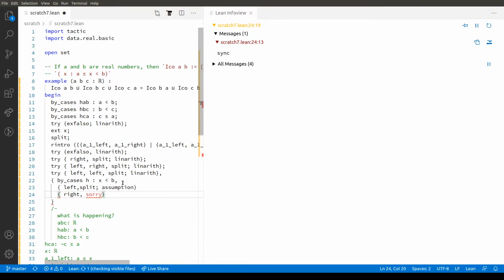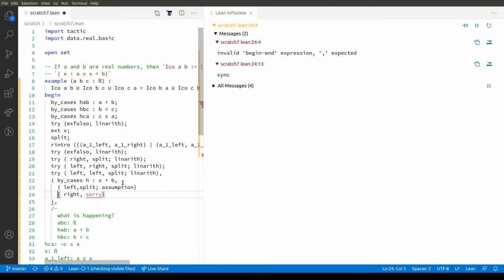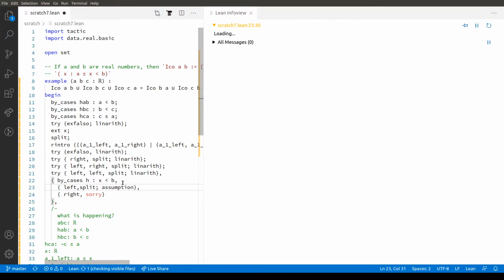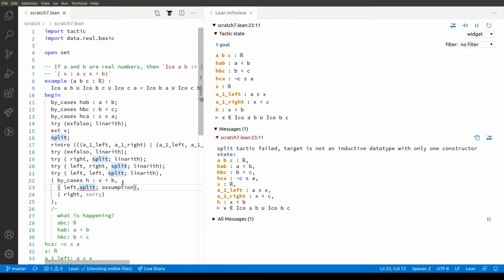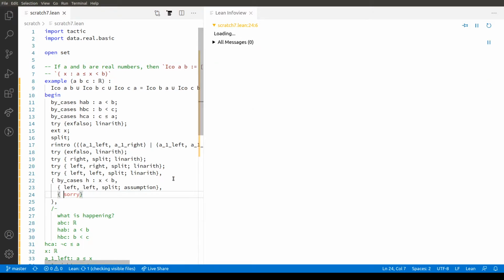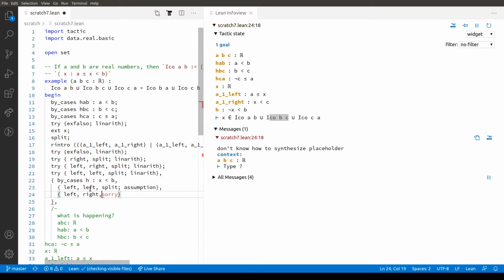Sorry. And it doesn't like that. Let's try putting a comma there. Happy? No. Well, oh, I've failed to put a comma here. Oh, yes, now it's having a good thing. So this is left, split, assumption, and this we don't know. Curses. You see, they're little mazes we have to find our way through, and it's quite annoying because automation won't do it. So now what do we know? We know not x is less than b, so we know that b is less than or equal to x, and x is less than c. So we're in this one, right? And that one is called, left right, I think. Left right split assumption.